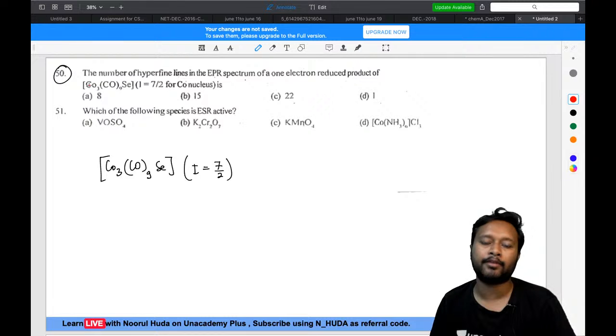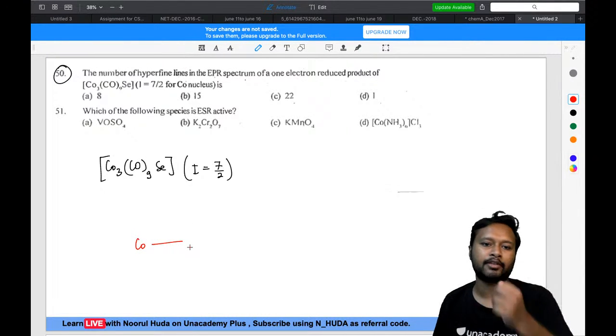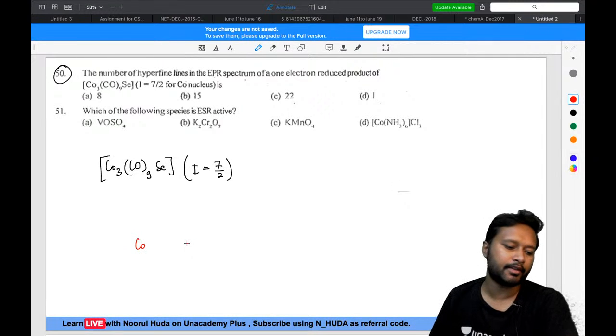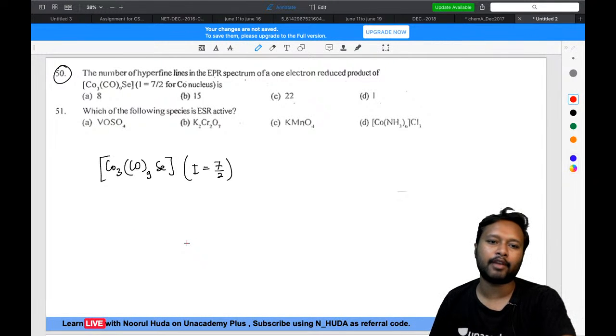If you draw the structure of this molecule, you will find that there will be 3 metal bonds in this case. You have to first find out the structure, which you can do by calculating the total number of valence electrons. Cobalt gives 9 electrons, so 9 into 3, plus 9 into 2, because each carbonyl is going to give you 2 electrons.